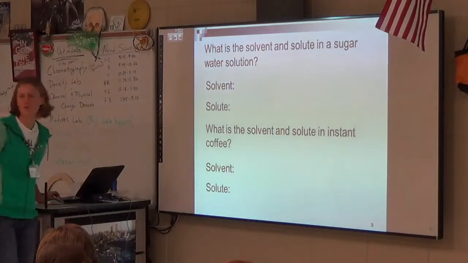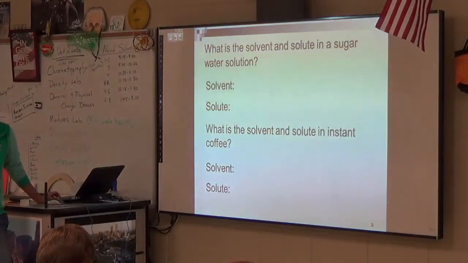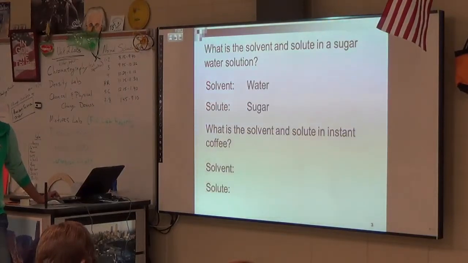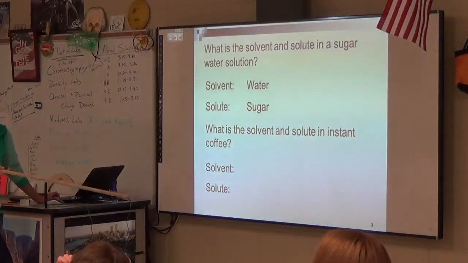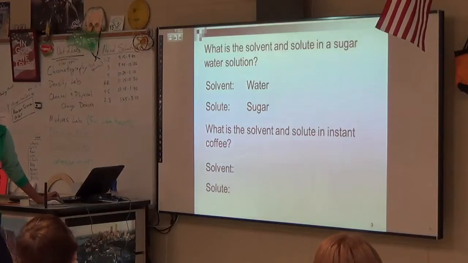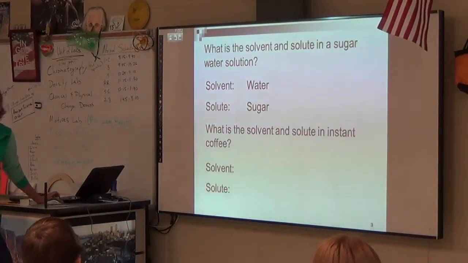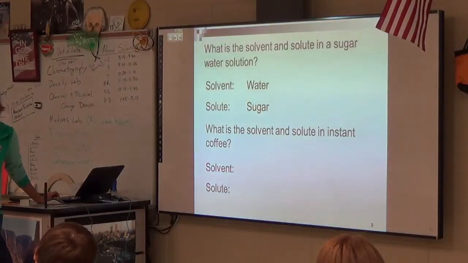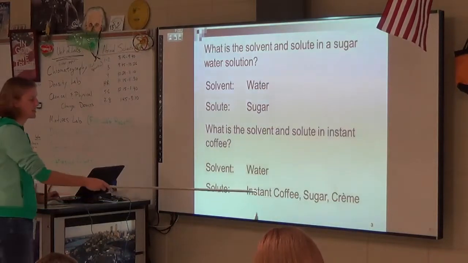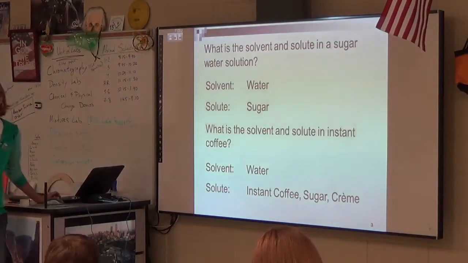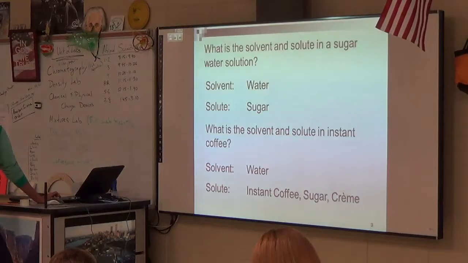So two easy solutions we refer to a lot would be salt water, sugar water. So imagine you just have some sugar water, like Kool-Aid or something. What is the solvent? The water. The solute would be the sugar. How about instant coffee? There's probably a lot of things in instant coffee, but what is the one thing that's the solvent? The water, okay. Anything else? The instant coffee itself, sugar, if you put cream in it, that's all going to be a solute.